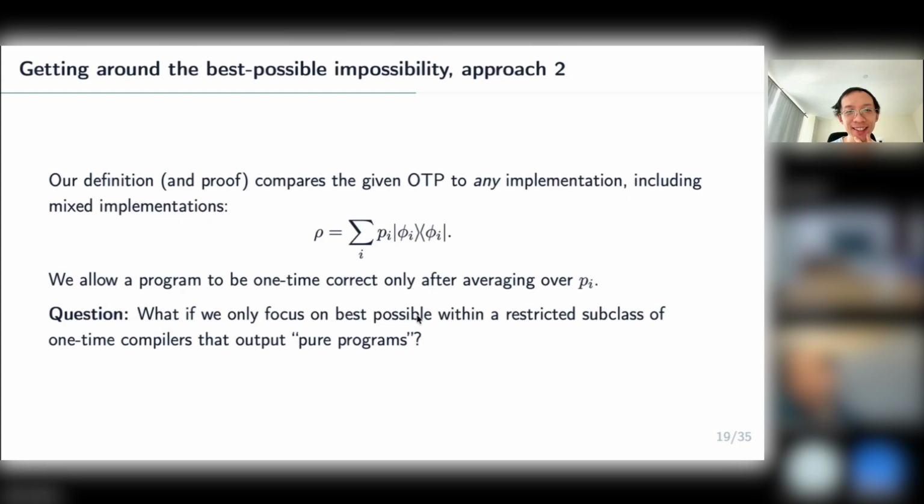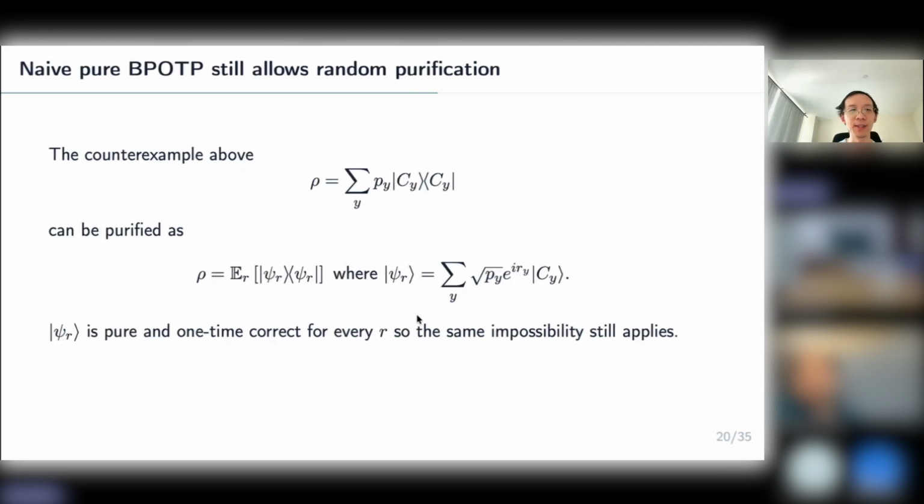Okay, so our impossibility crucially relied on comparing our one-time program compiler with a mixed implementation of the functionality. So the idea is, can we get around it by only considering a one-time compiler that outputs a pure program? It turns out that you need to be very careful to define what it means for a one-time program to output a pure state.